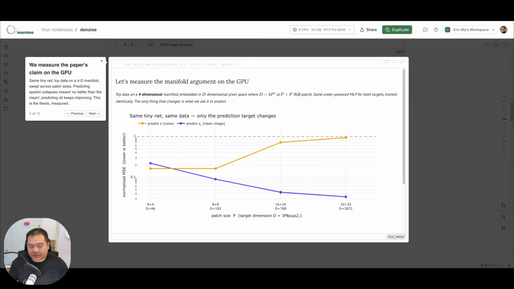I measured it on the GPU. Same network, same toy data, only the target differs, and predicting noise just collapses. By 3,000 dimensions, it's no better than guessing the average. The clean image does the opposite. It keeps getting better, and that's the game's picture, now with numbers.